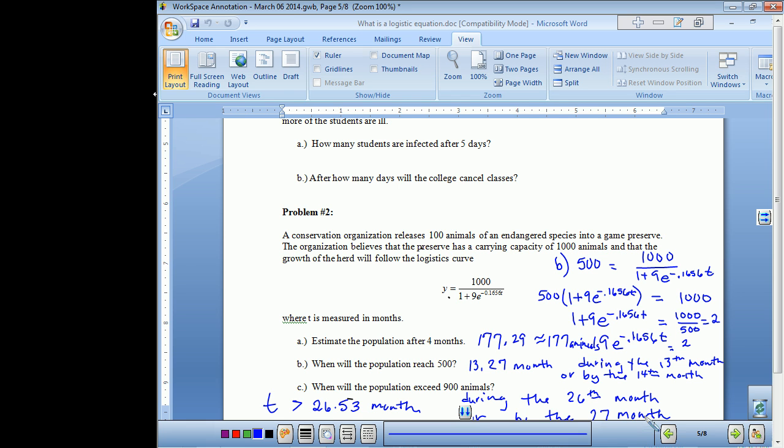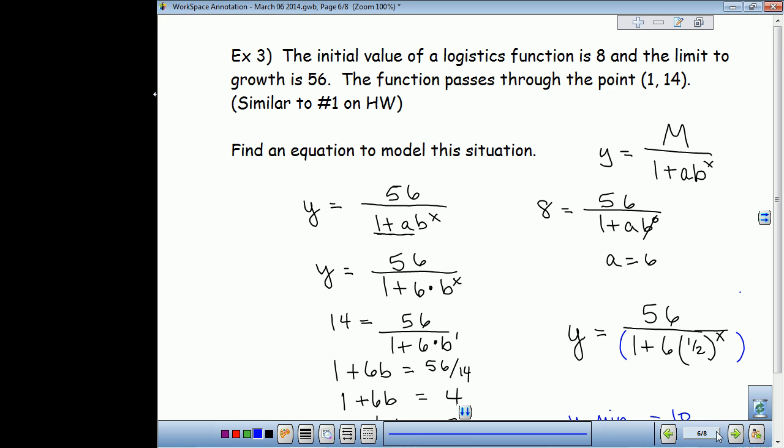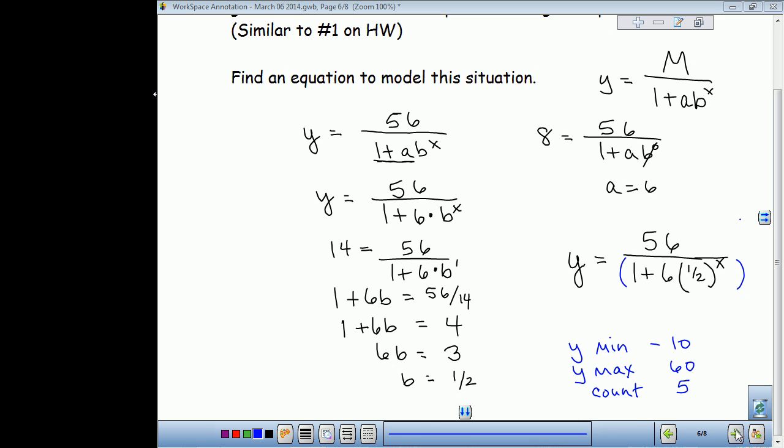Yes, sir? When it hits the limiting factor, though, doesn't it normally drop off? It can, and ours aren't going to. Do you see what yours did? Yours looked something like this. It went up and then it went straight across, didn't it? And this right here is kind of like an asymptote, but we could actually hit it.